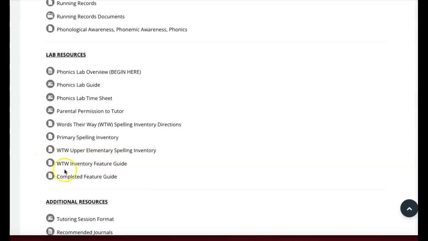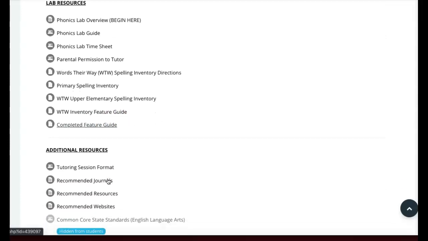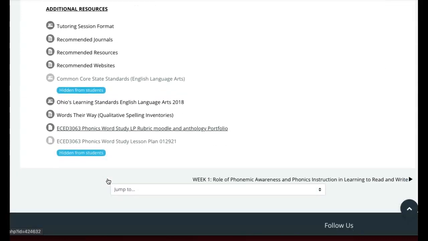You're going to be completing the inventory feature guide. That's going to help guide your instruction in your tutor sessions. Here is one that I have completed as a model for you. And then here are some additional resources.